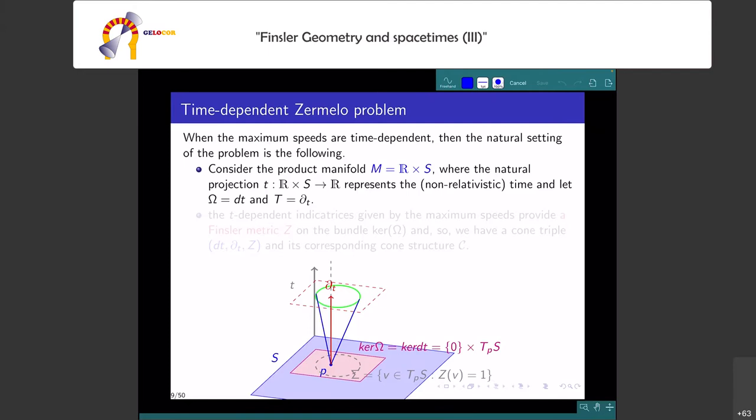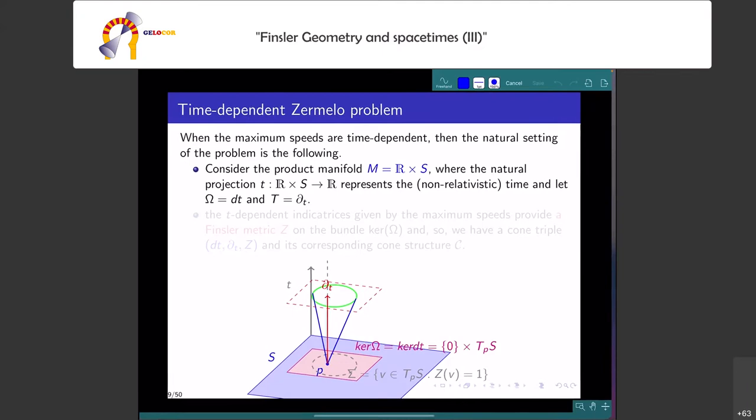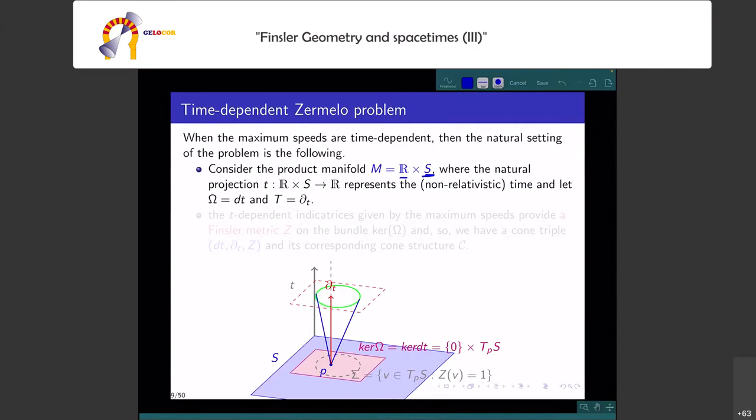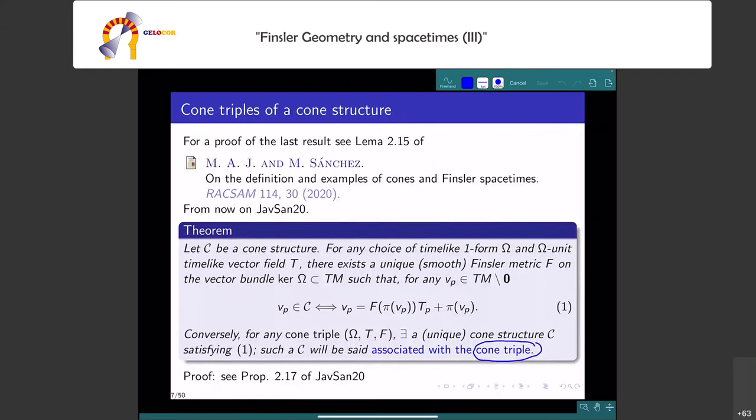Let's consider that we are living in the manifold R times S, where the first coordinate is the time. Here we are going to define a cone structure. Remember, this cone structure can be determined by the omega, the vector field T, and then the Finsler metric, because it is equivalent. Recall that it is equivalent to have a cone structure or a cone triple. The cone triple determines uniquely a cone structure.